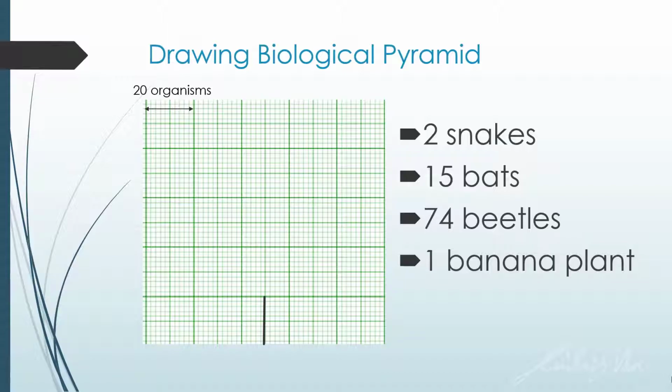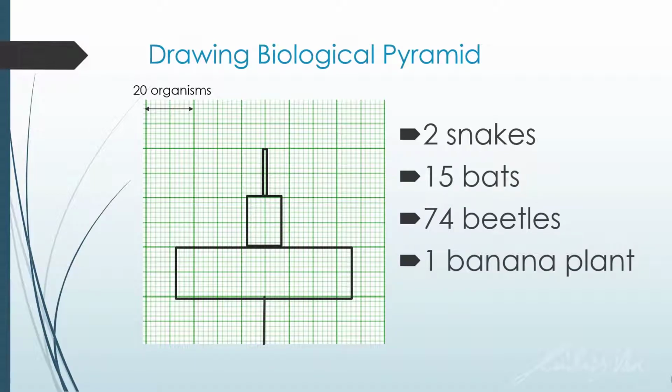74 beetles, 74 divided by 2, I will get 37. So I will draw 37 blocks to represent the 74 beetles. 15 bats, it will be around 7 to 8 blocks. So roughly draw that. And finally 2 snakes. 2 snakes will just be 1 block.